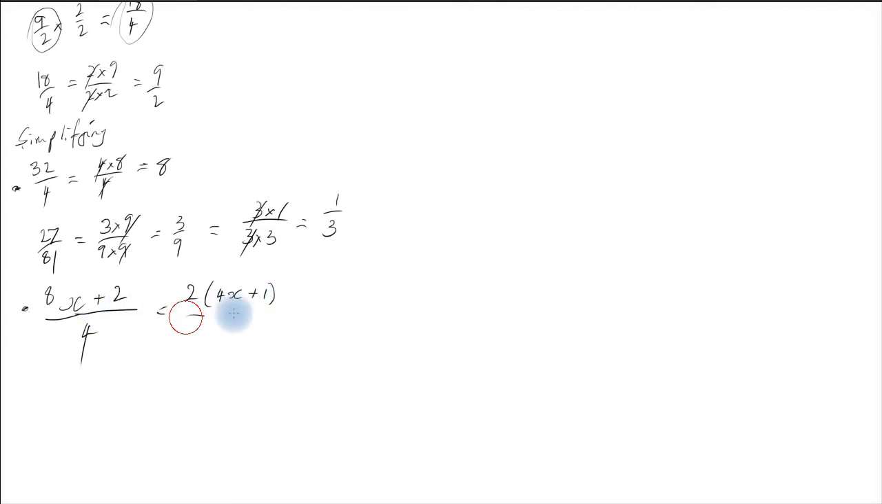And the bottom 4 is 2 times 2, so we can cancel these two 2's, they make 1, and we get 4x plus 1 over 2. There you go. So we have simplified this original fraction.